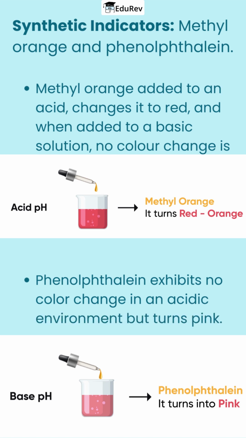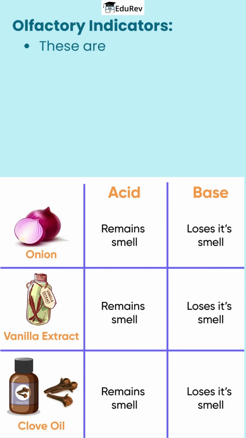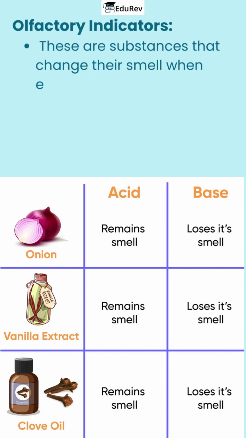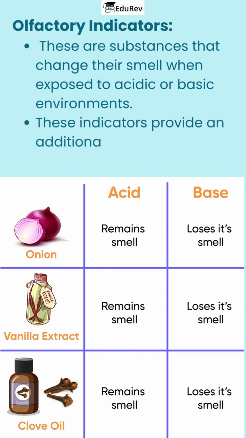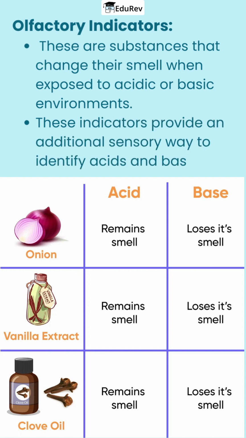base. Olfactory indicators. These are substances that change their smell when exposed to acidic or basic environments. These indicators provide an additional sensory way to identify acids and bases. Its examples are onion, vanilla extract, and clove oil.